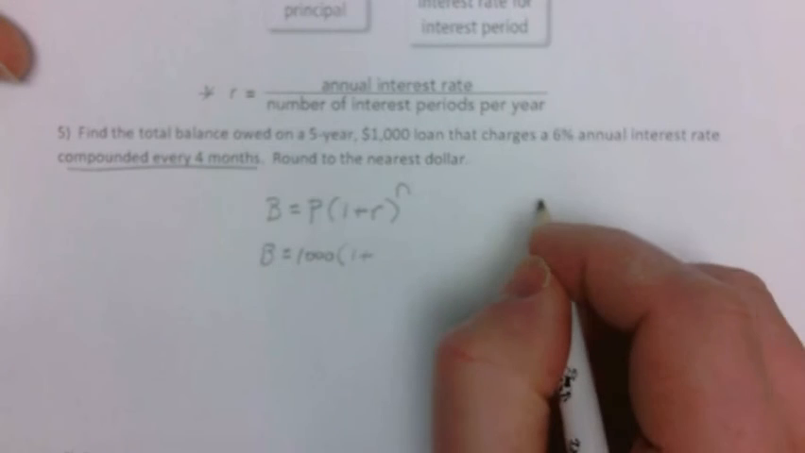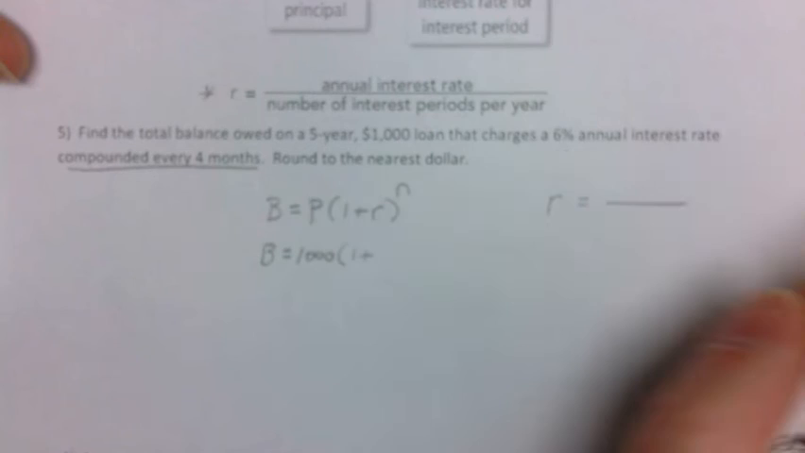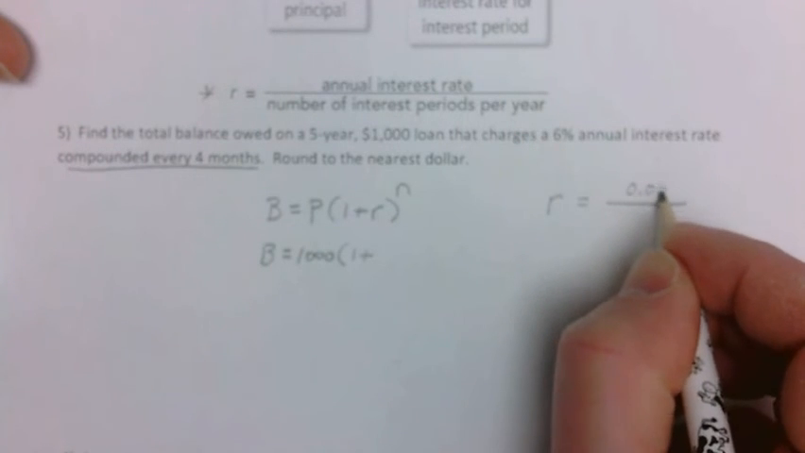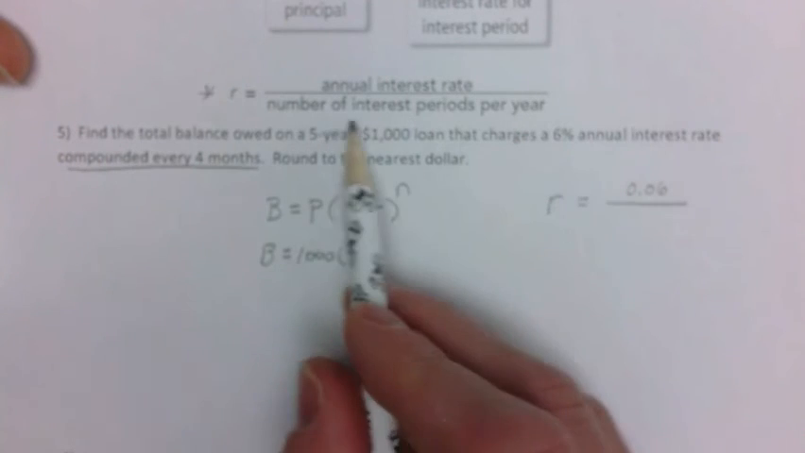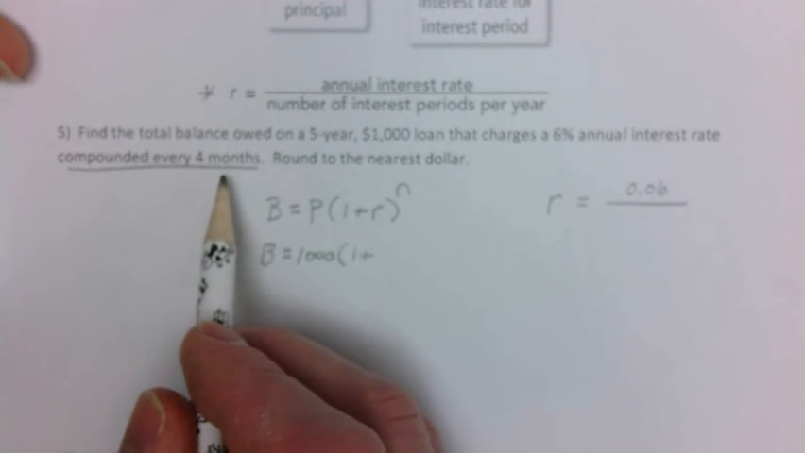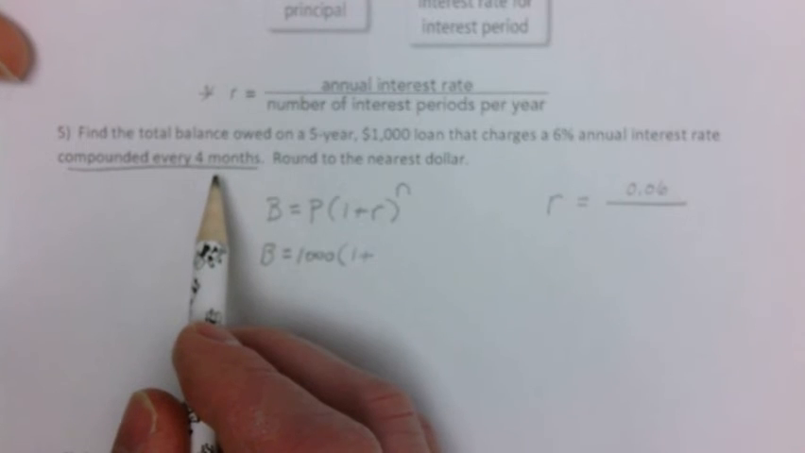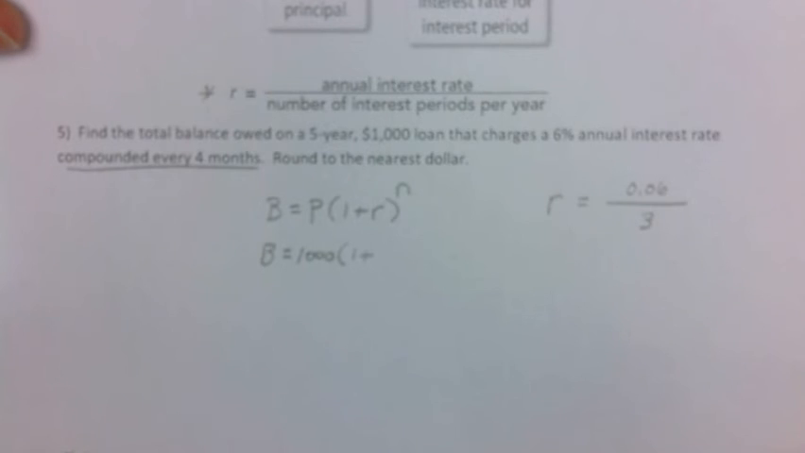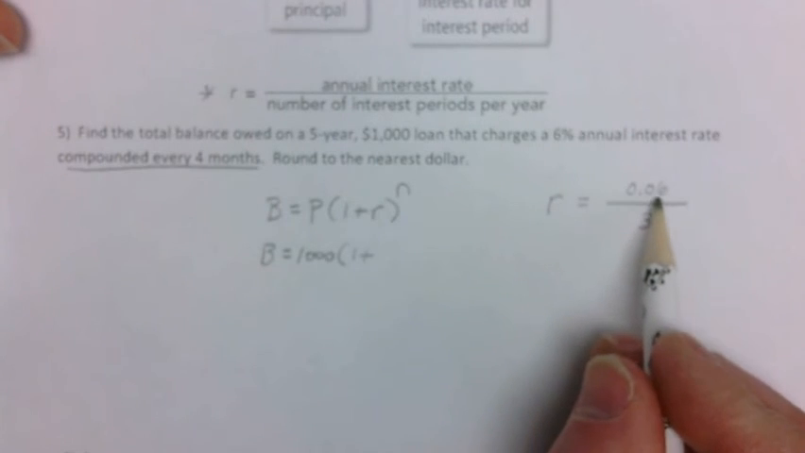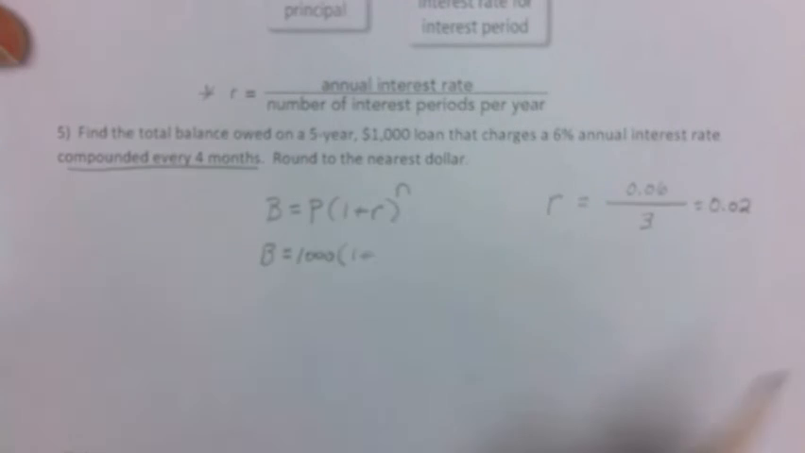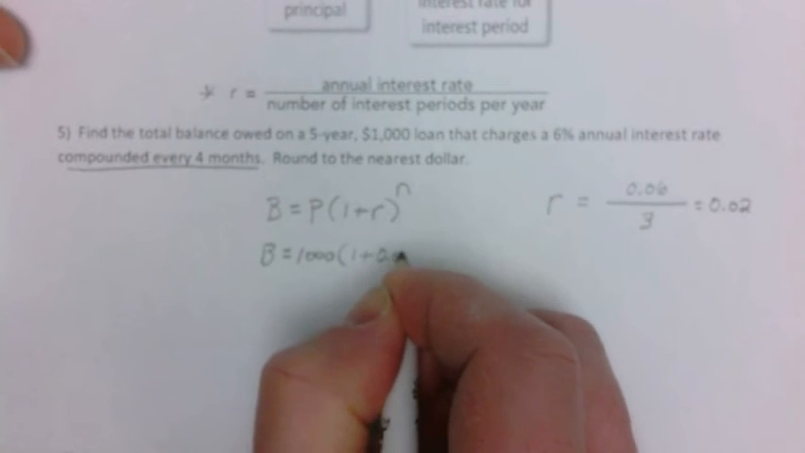Okay, so for this example, R is going to equal the interest rate of 6%, so that's the annual rate, 6/100ths. And we're going to divide it by the number of interest periods in the year. They tell us here that we're going to compound the interest every 4 months, which means that we're going to compound the interest 3 times in the year. There are 12 months in a year, and 12 divided by 4 is 3. So R is going to equal 6/100ths divided by 3, which gives us a value of 2/100ths. So that's the value of R that we're going to use in this equation.